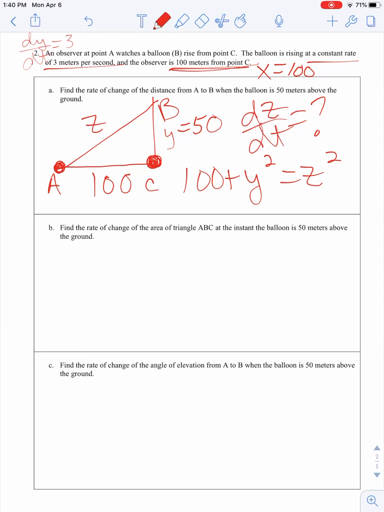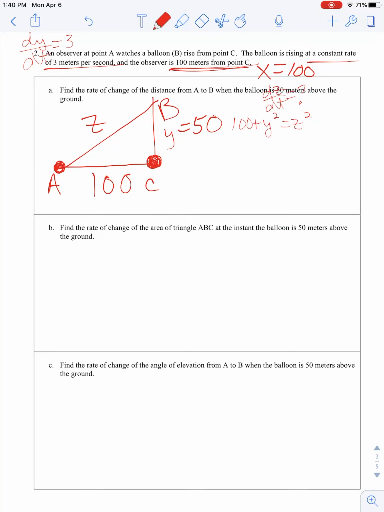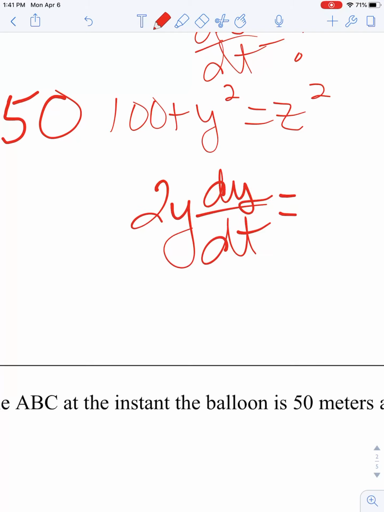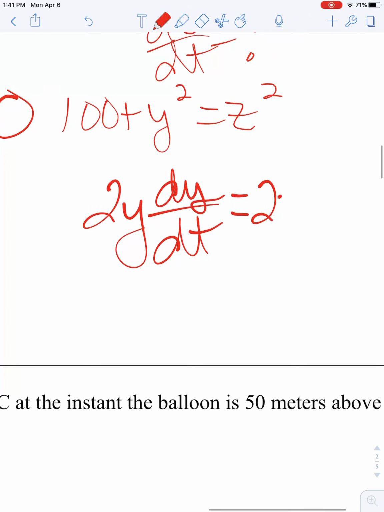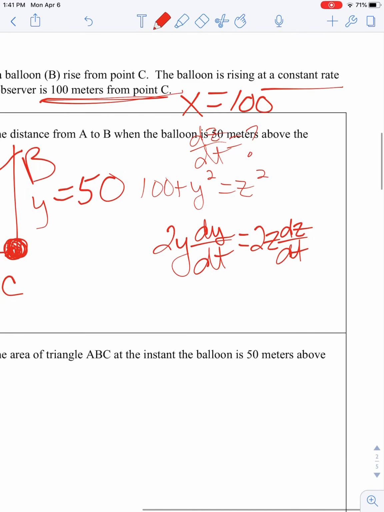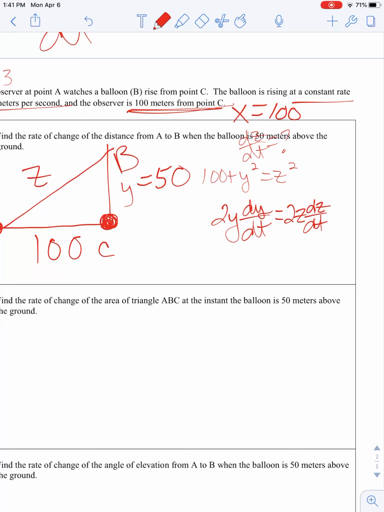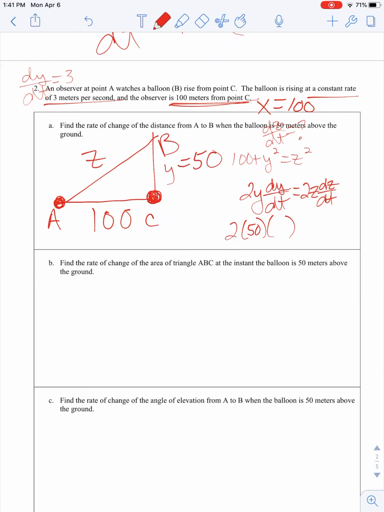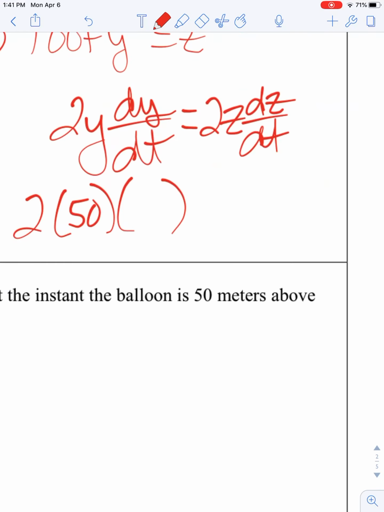So there's my equation. I take the derivative. I don't have a lot of room here. I'm taking the derivative with respect to time. The derivative of 100 is 0. The derivative of y squared is 2y, but I'm taking it with respect to time, so I need a dy/dt. The derivative of z squared is 2z dz/dt. Now let's plug in what we know. At the moment that y is 50, so y is 50, dy/dt was given to us, I believe. Yeah, that was our 3.